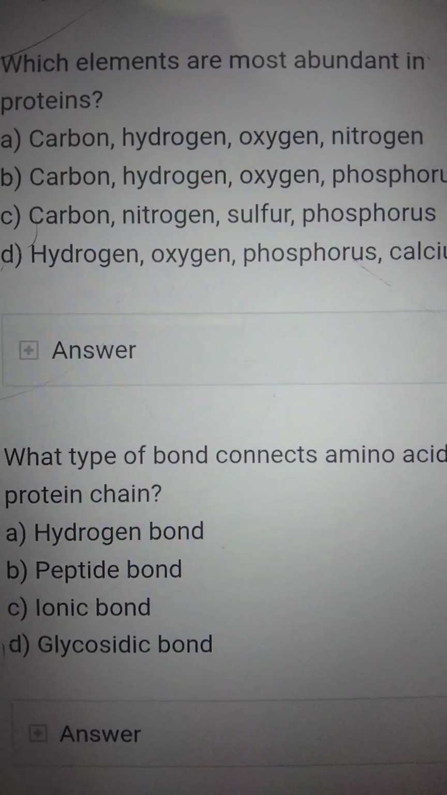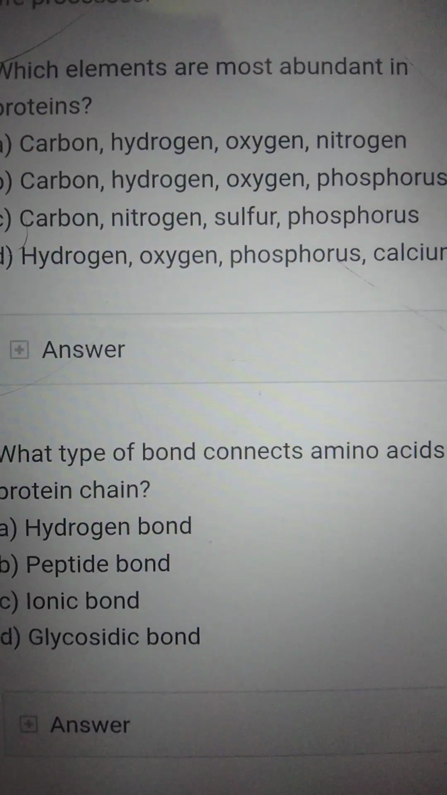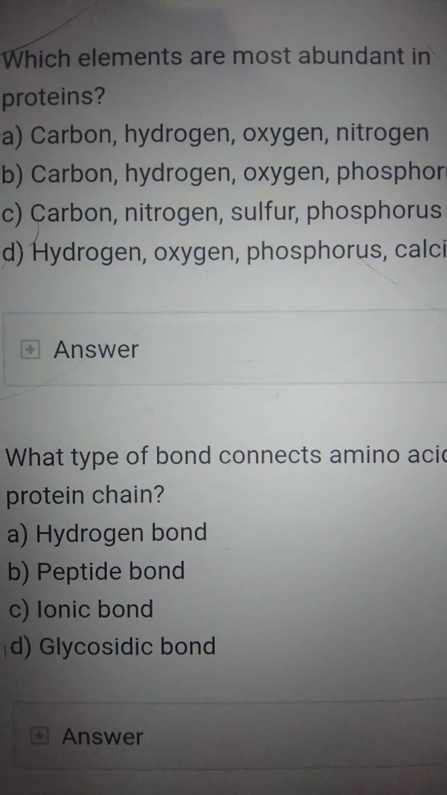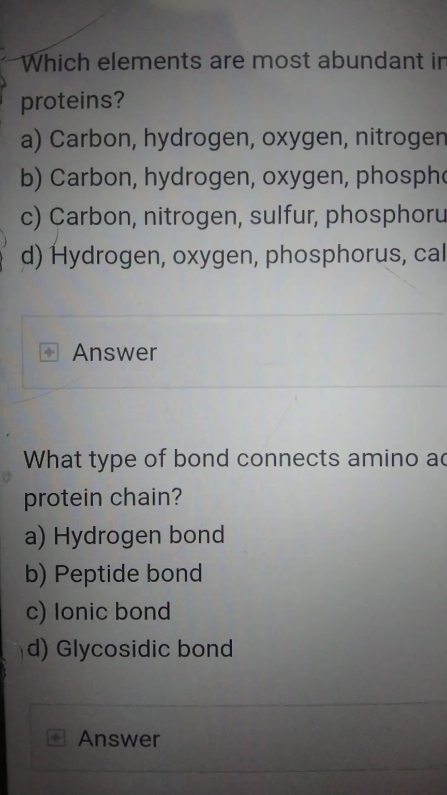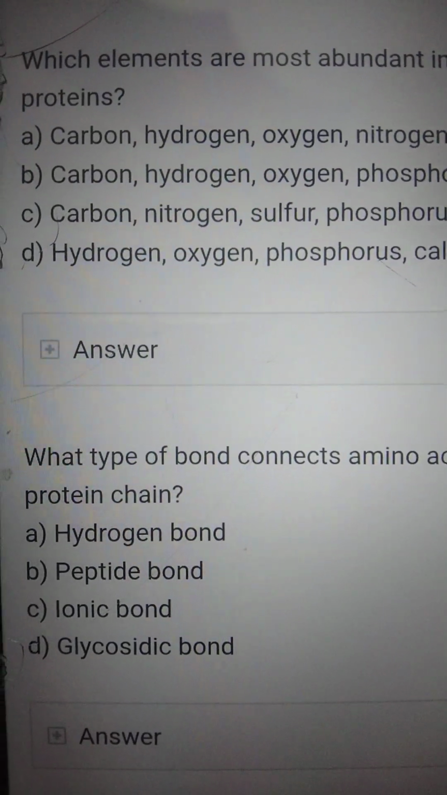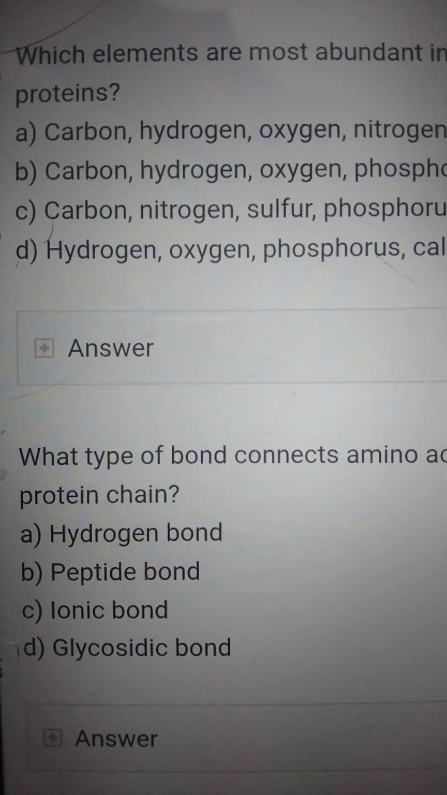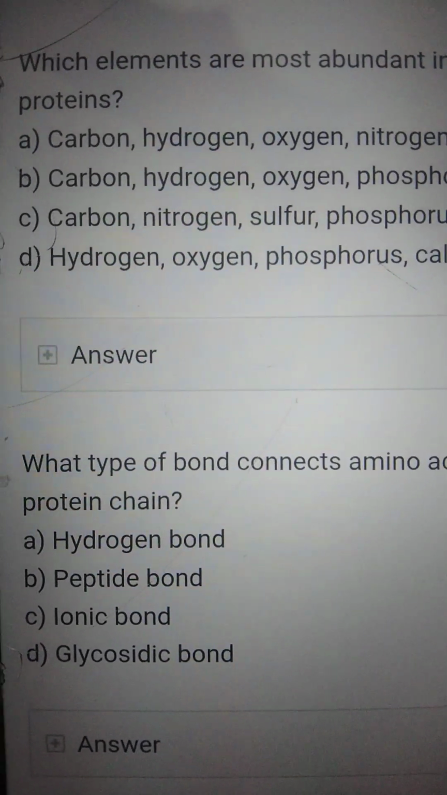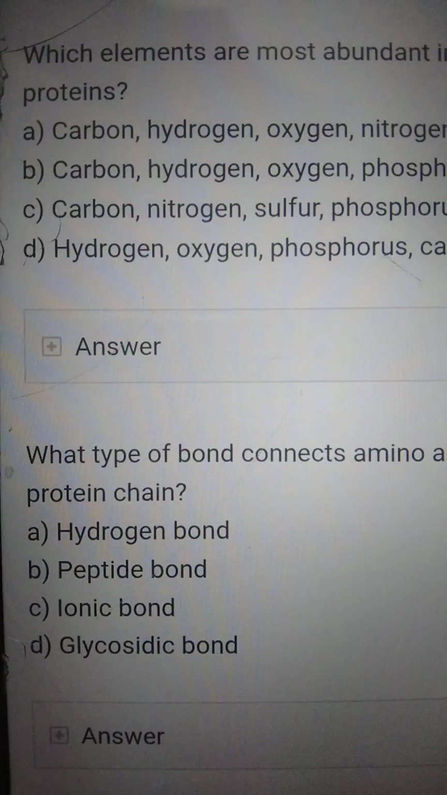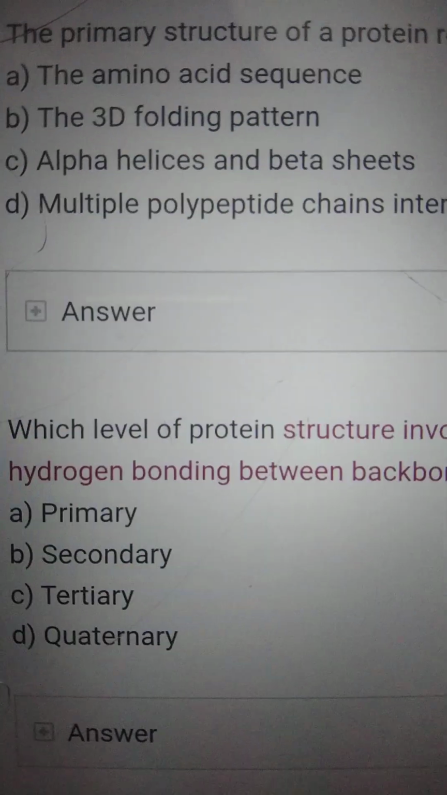Next one is, what type of bond connects amino acids in a protein chain? The options are hydrogen bond, peptide bond, ionic bond, glycosidic bond. You can easily see all four options on the screen. The real and correct answer is peptide bond.